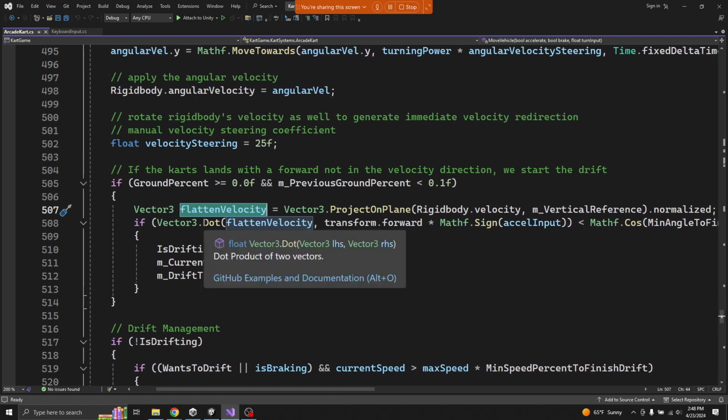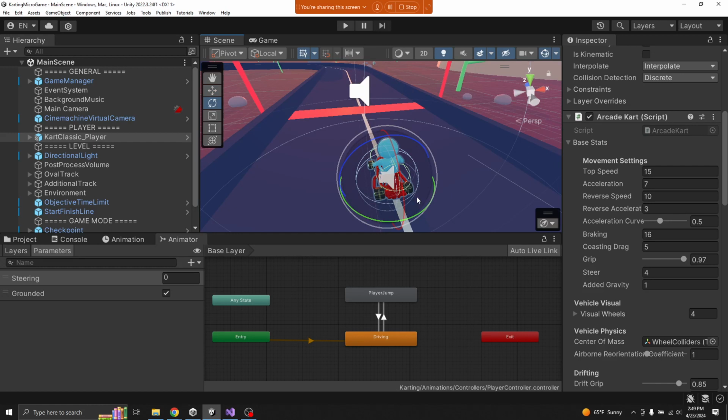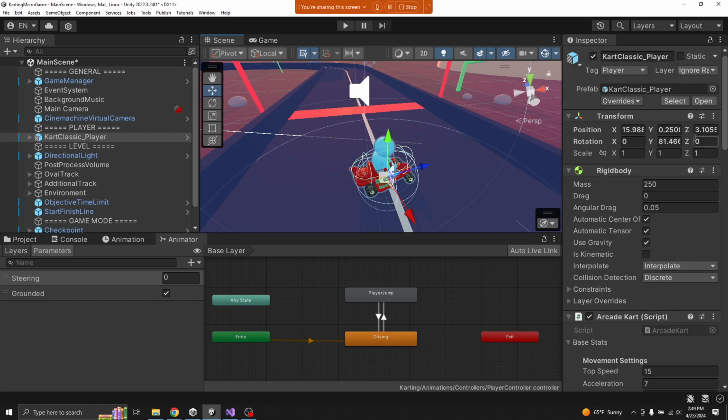And then we're going to do the dot product of the two vectors. So whatever this flattened velocity is, we're going to dot it with our forward. Remember, our forward is our local orientation. So wherever we're rotated and pointing forward, our blue arrow, based on our own local rotations, might not be aligned with world's positive z. So it tells us our forward.